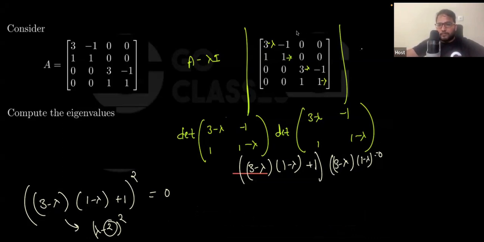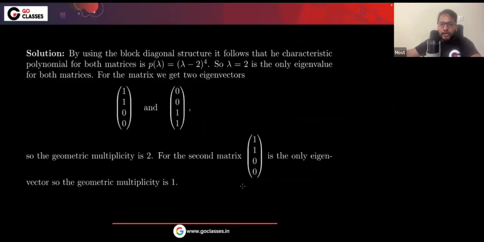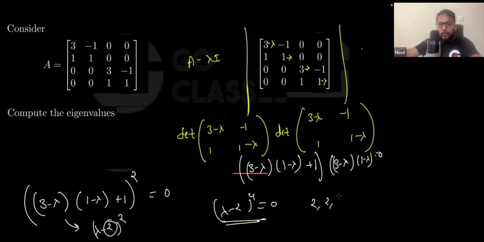So I hope you understood that lambda minus 2 to the power 4 equal to 0 is your characteristic polynomial. So what are the eigenvalues? Lambda equal to all 2's, right? Lambda equal to 2, 2, 2, 2. These are the eigenvalues.